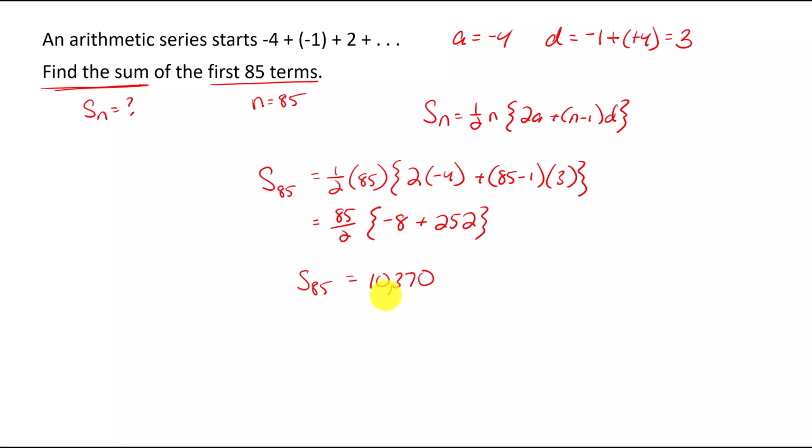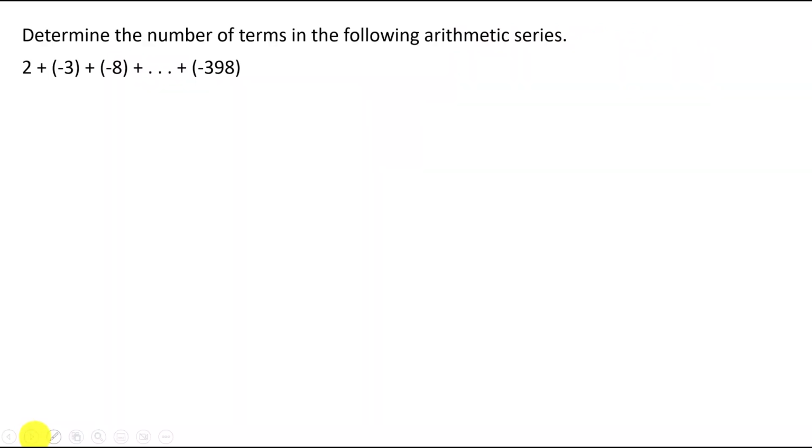10,370. So that is the value of my sum of 85 terms, because that's what I was finding. I was finding what happens if I add up all of the first 85 terms. The sum would be 10,370. Okay, last problem. I want you to take a minute and try it and then check your answer with me.